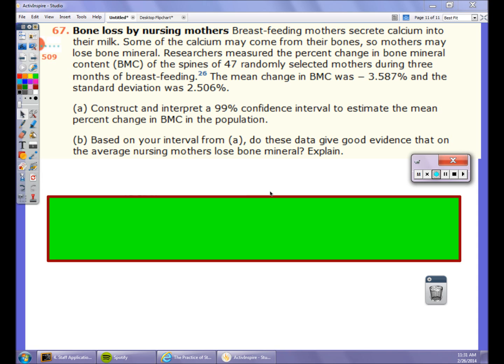And here's your last answer. The mean was given to you, negative 3.587, plus or minus t star. Now, for t star of 99% confidence, when we find 99% confidence at the bottom, and I scroll up, the sample size was a 47. I have 46 degrees of freedom.